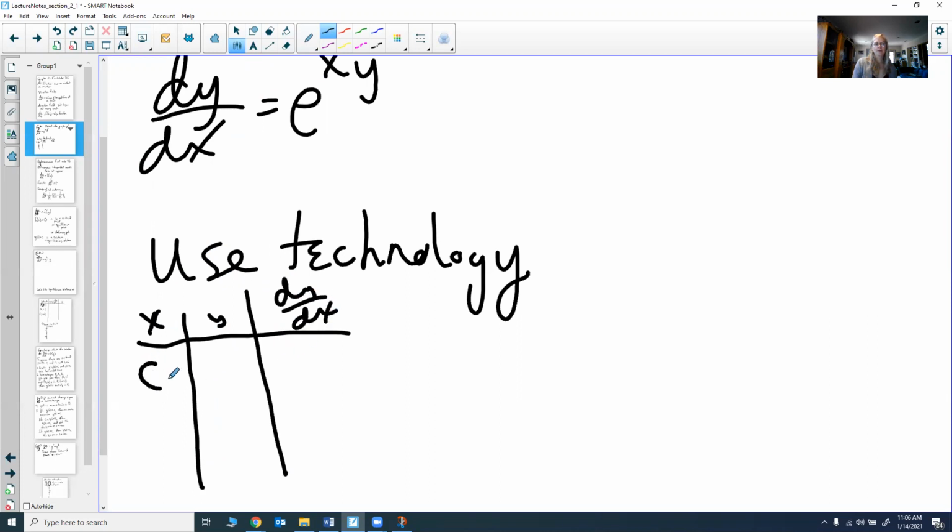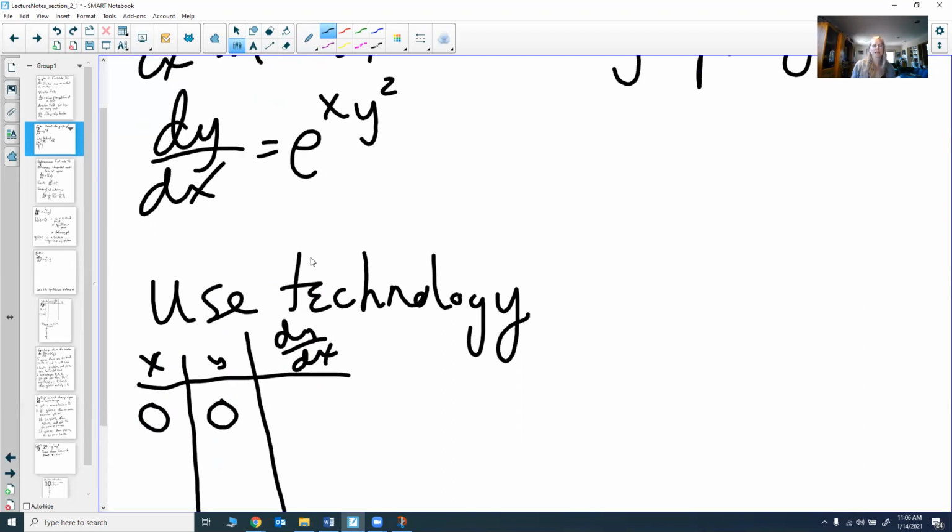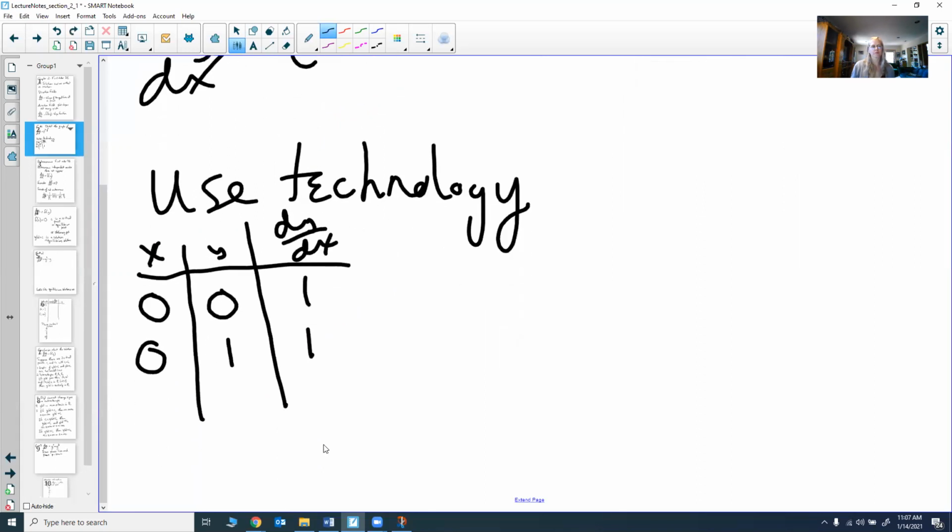So let's pick x equal to 0 and y equal to 0, because the domain of this is all real numbers, so we can pick anything we want. So we'll start with 0, 0. It's always nice. If I put 0 in for x and y, we get e to the 0, which we know is 1. Let's pick x equal to 0 and y equal to 1. If x is 0 again, 0 times 1 is 0, so e to the 0 is still 1. In fact, anytime x is 0, you're going to get 1 for the derivative.